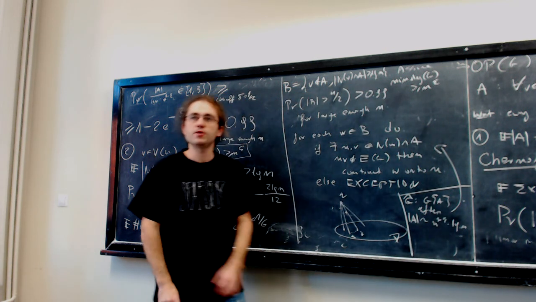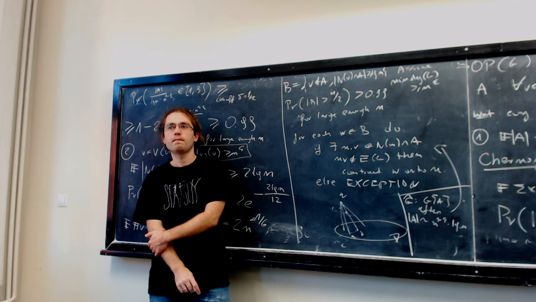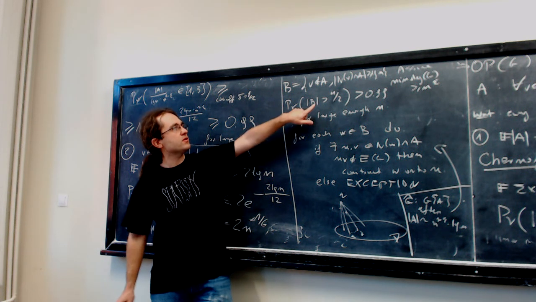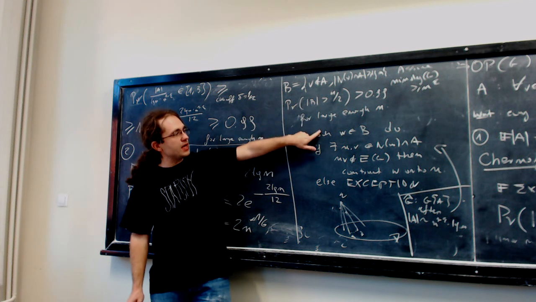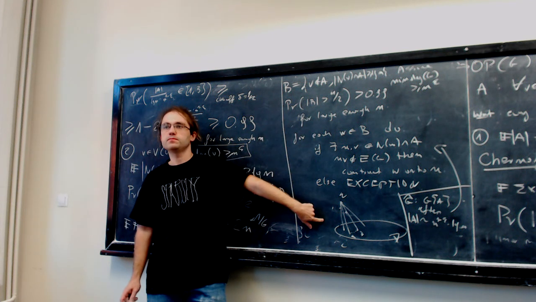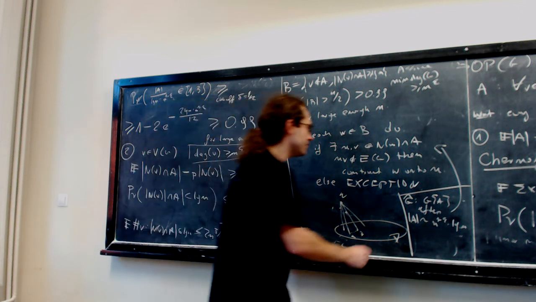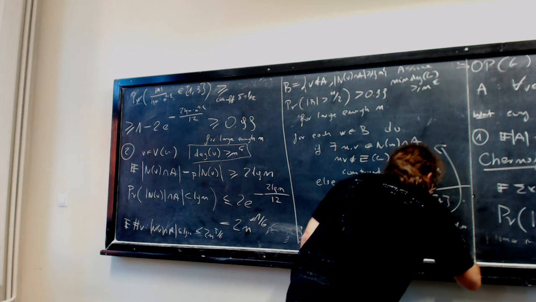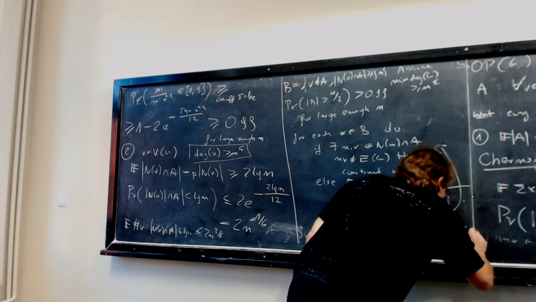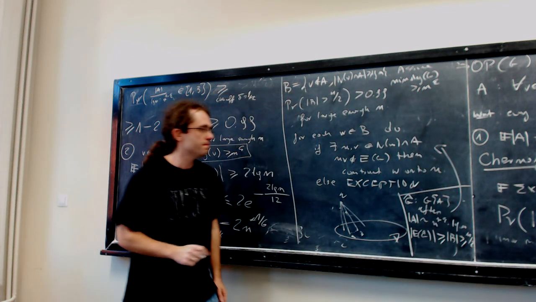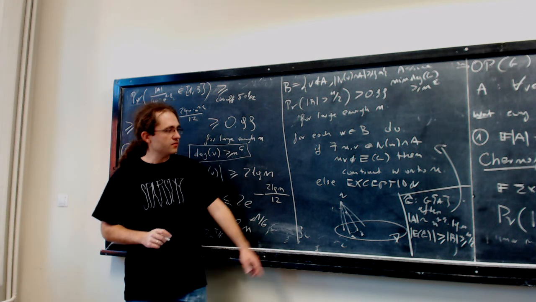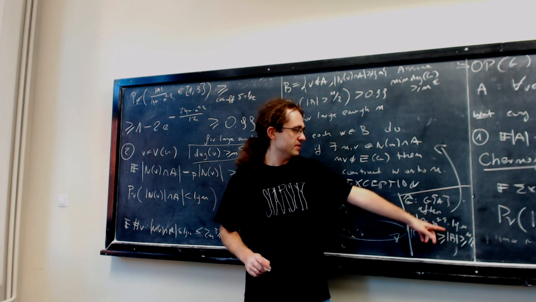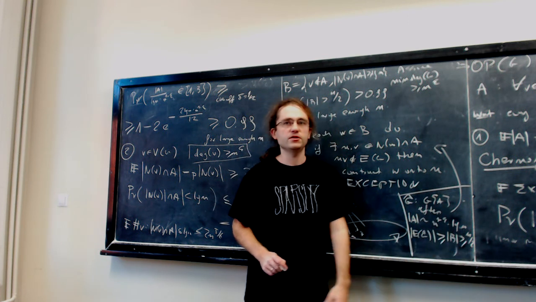But how many edges do I have? I have at least n to the 1 plus epsilon over 2 edges, because that's the size of B, and every guy from B gave me a new edge. So the number of edges is at least the size of B. Good? So I have n to the 1 minus epsilon vertices, log n is a lower order term, it doesn't really count here, and I have that many edges.